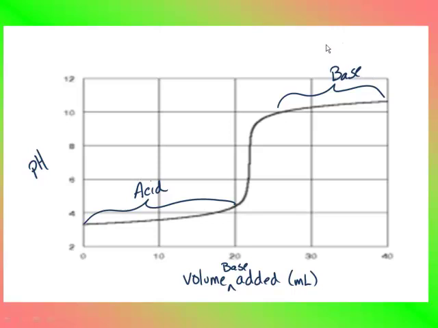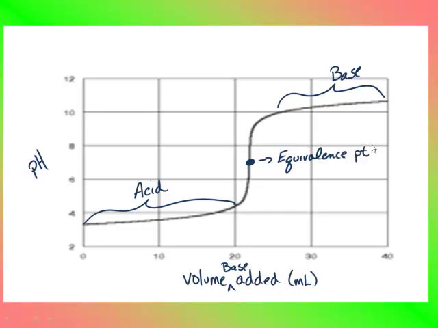Now we really don't care much about the stuff on either end of the titration. What we care about is the point that's right about here. Okay? This point here in the middle is what is called the equivalence point.